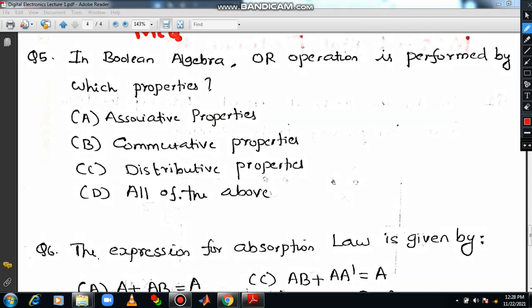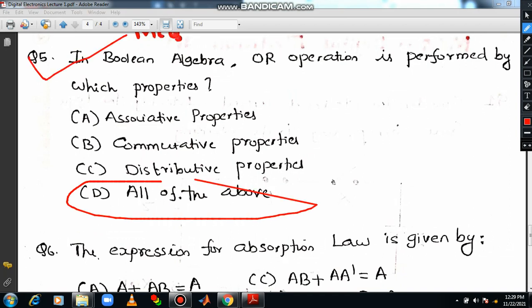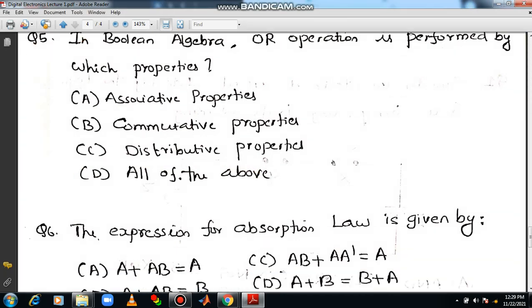The first question: in Boolean algebra, the OR operation is performed by which properties? Associative, commutative, distributive, all of the above. Which is the right answer? Actually, you know the OR operation. Definitely we can say all the properties like associative, commutative, distributive. So the right answer is all of the above. All properties actually. Please select option D for this question. Question number 5, the right answer is option D. I think it is very clear.